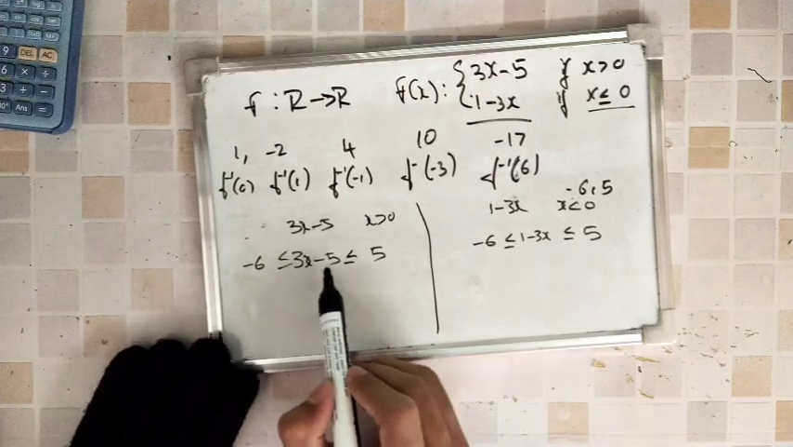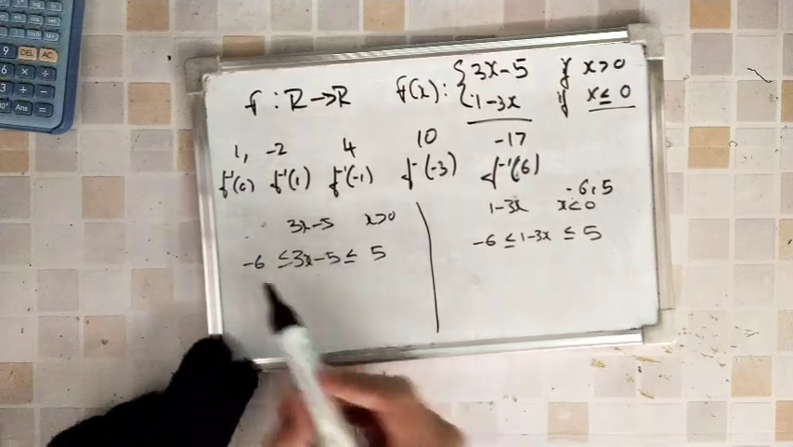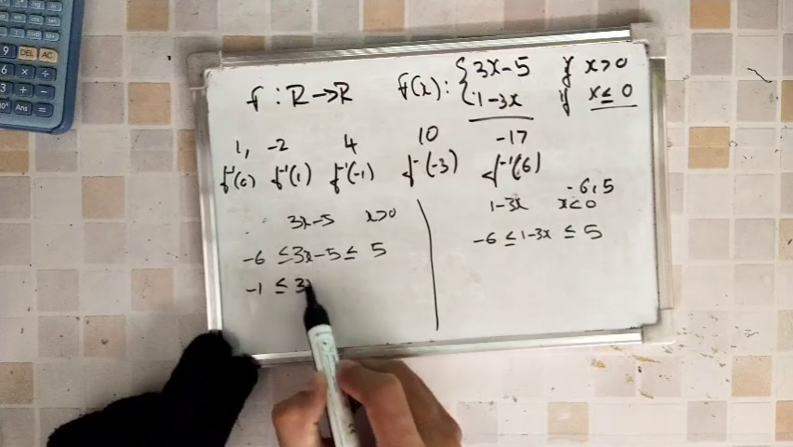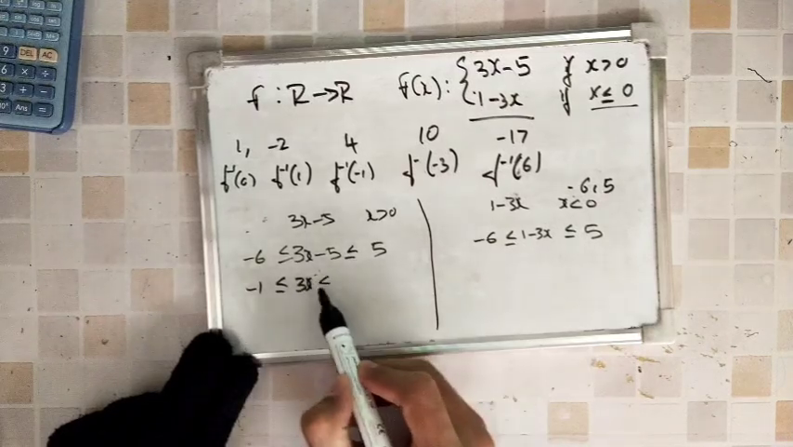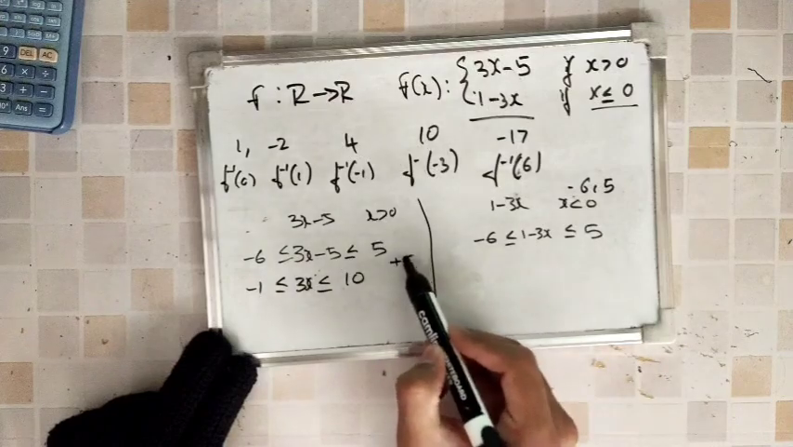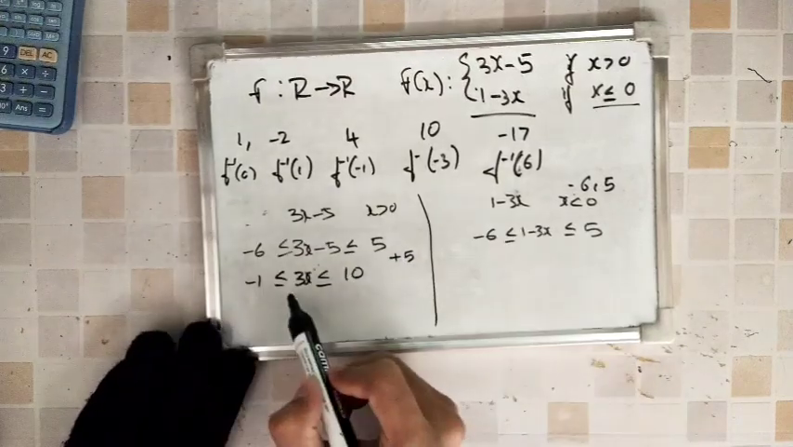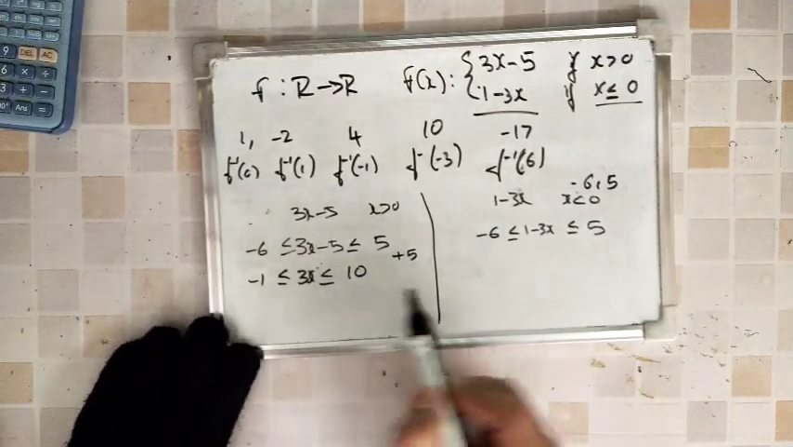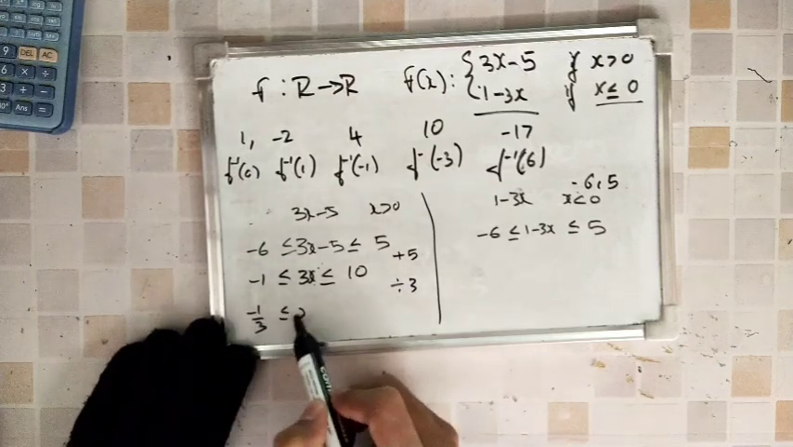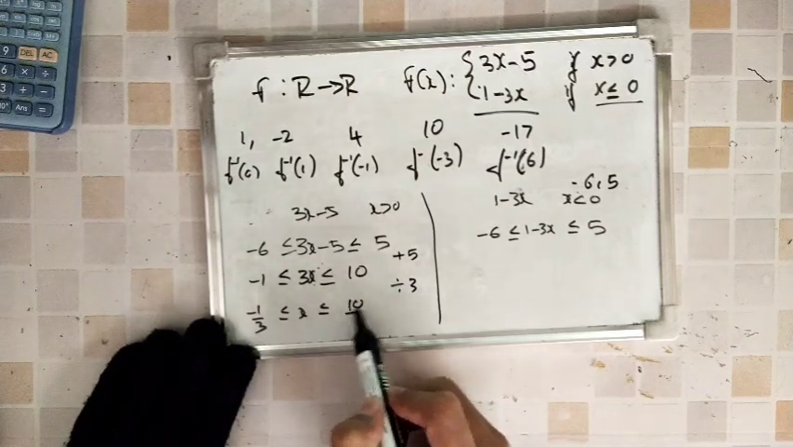So here I have 3x minus 5. What I will do, I will add 5 on both sides. So minus 6 plus 5 is minus 1, less than or equal to 3x. Minus 5 plus 5 will go. Then less than or equal to 5 plus 5 will come 10. Add 5 in all places, then I will divide by 3. So I will have minus 1 by 3 less than or equal to x less than or equal to 10 by 3.